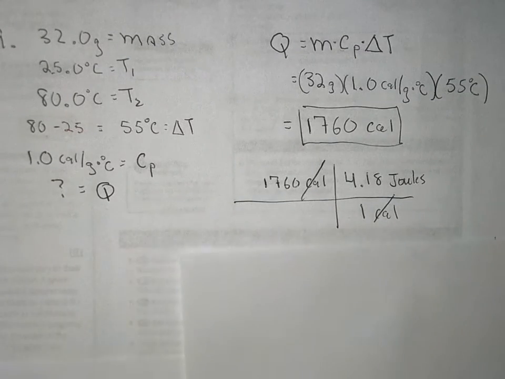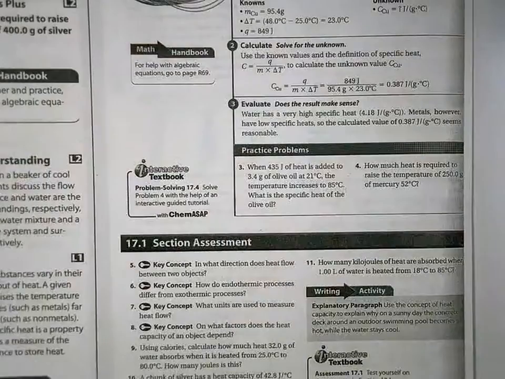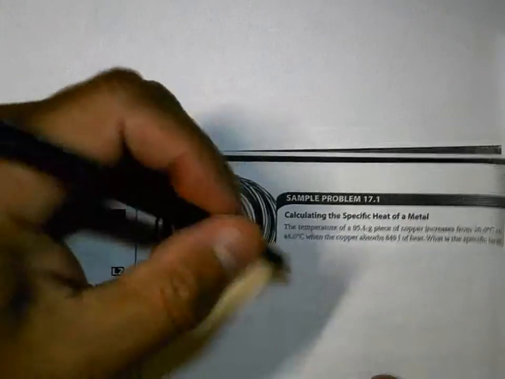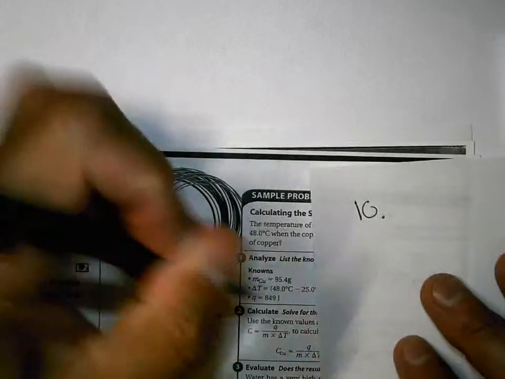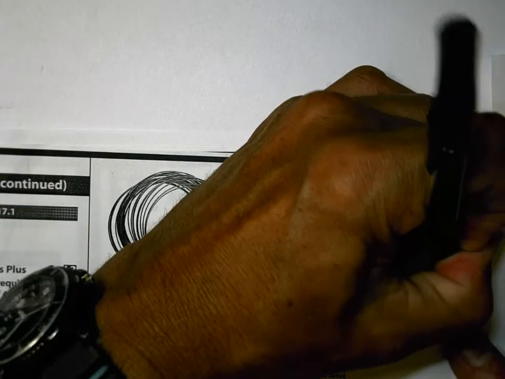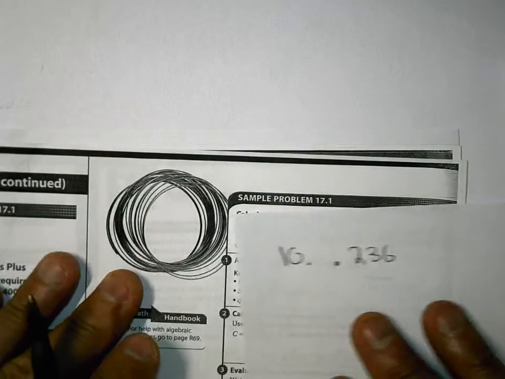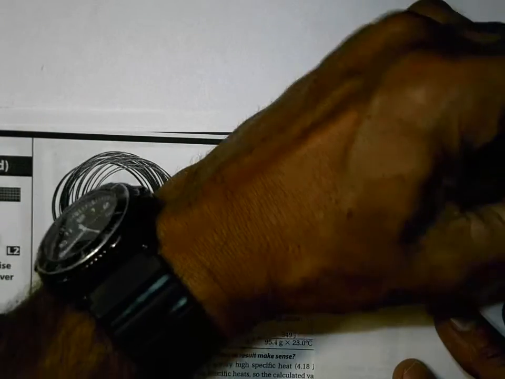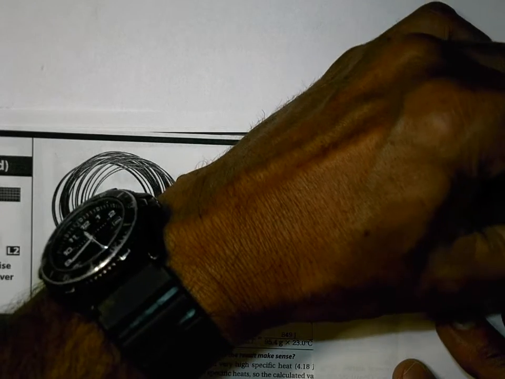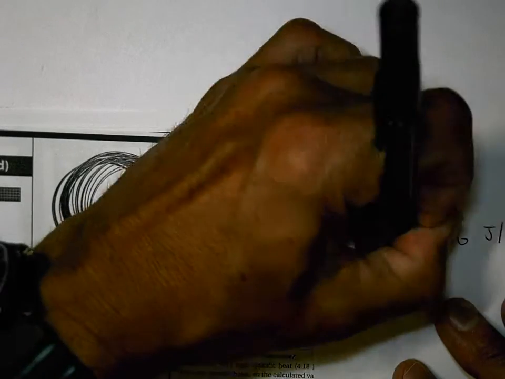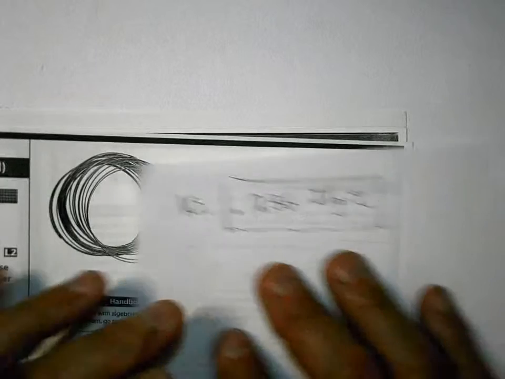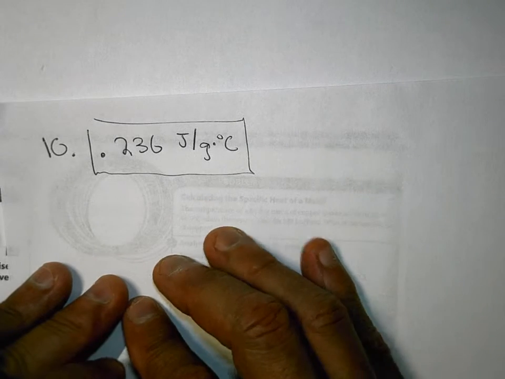The answer to number 10, I'm just going to tell you what it is. Number 10 is 0.236 joules over gram times degrees Celsius. That's number 10.